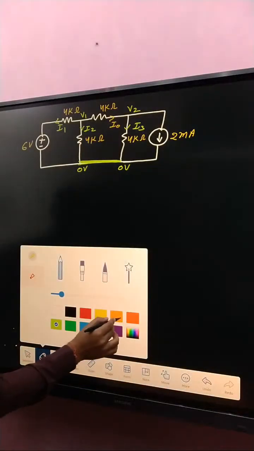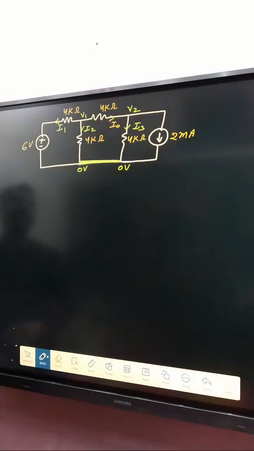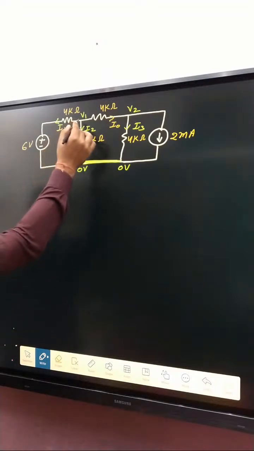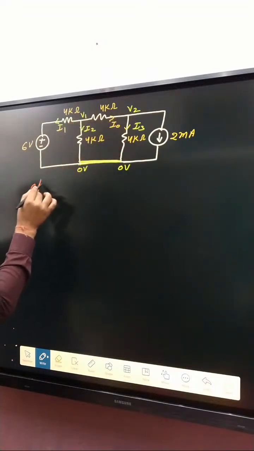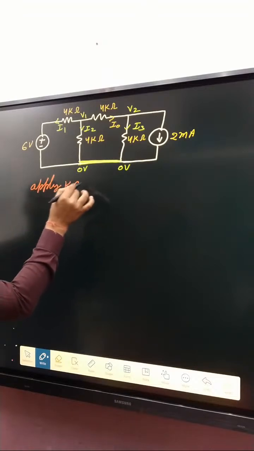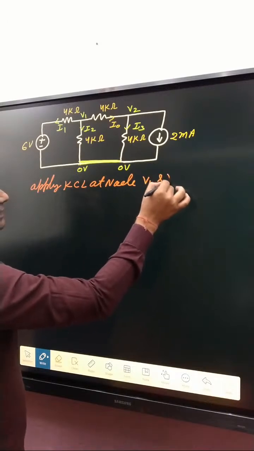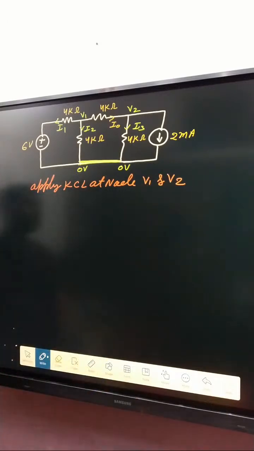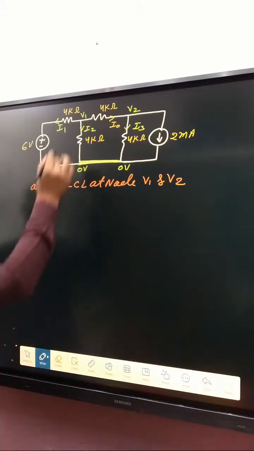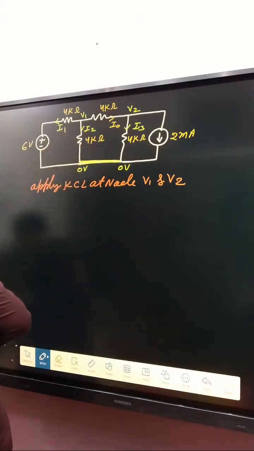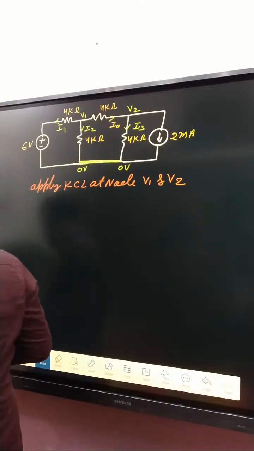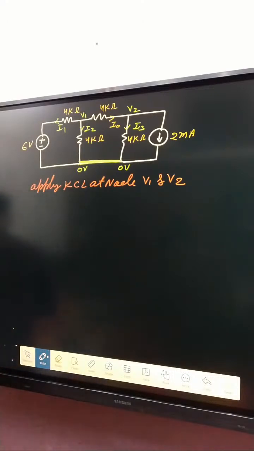After that, apply KCL. There are two nodes, this one and this one, so apply KCL at nodes V1 and V2. What about the incoming current? There is no incoming current here. So first of all, everyone write the equation now, then I will.